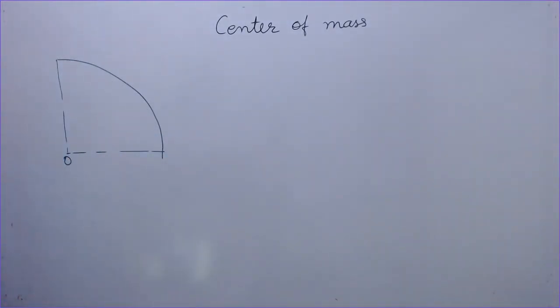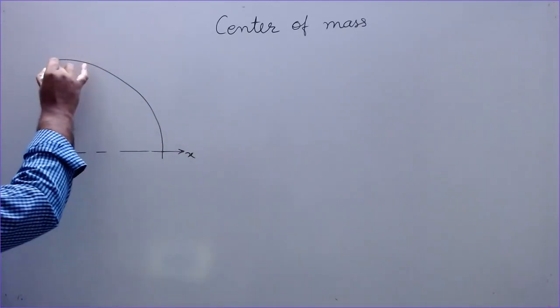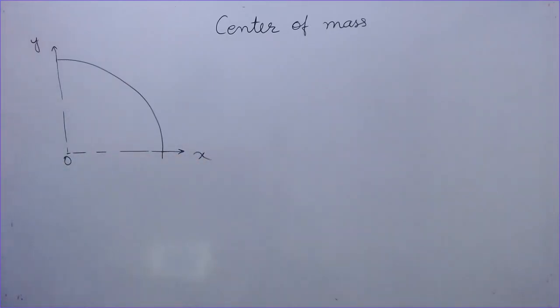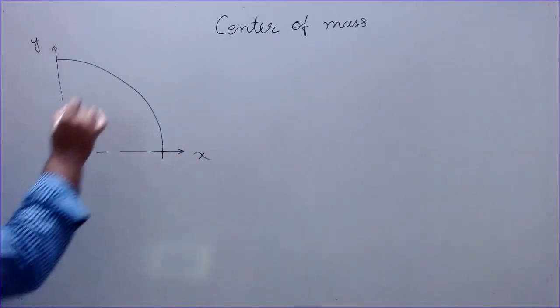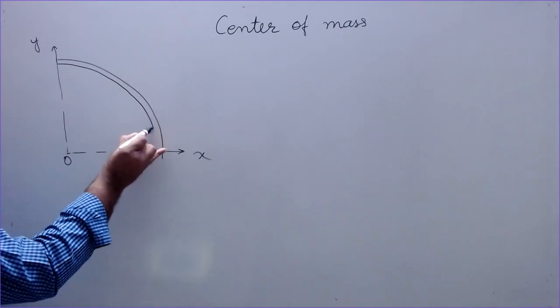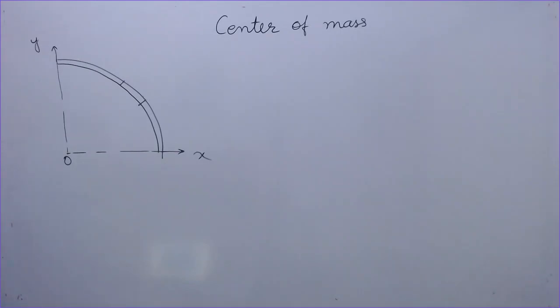So here we have to find the center of mass of this. Its mass is assumed to be m, and mass density is uniform. So first of all, let us find this by using the xy coordinate system. Suppose this is the x-axis and this is the y-axis. So this is our origin. Let us take a small element of this. This is the small element.